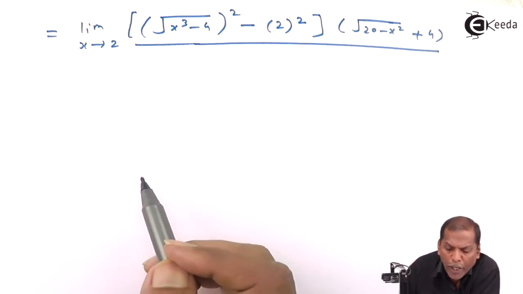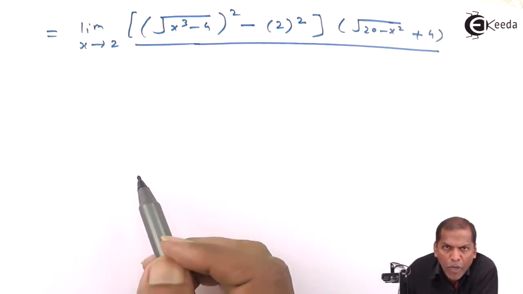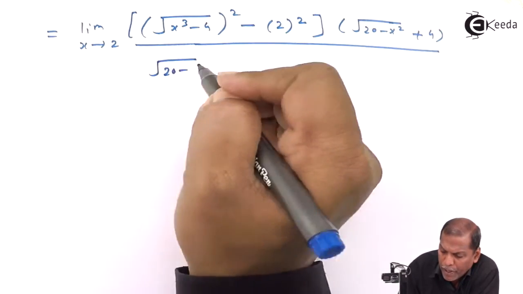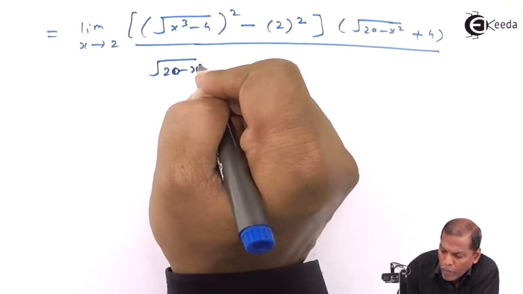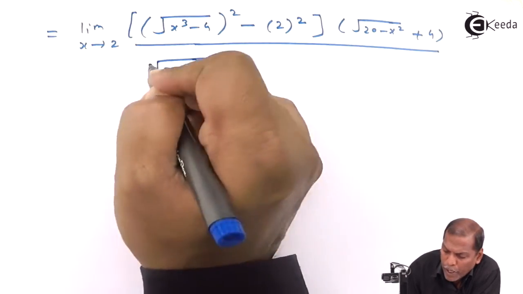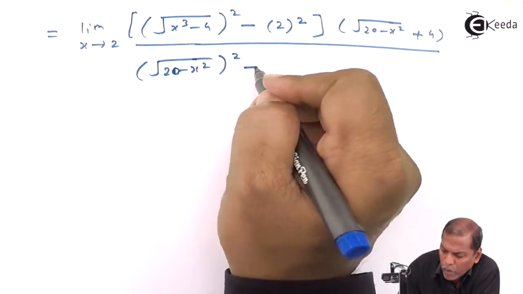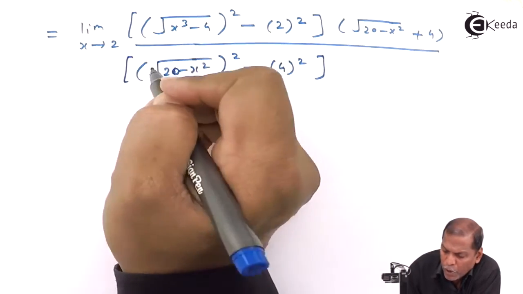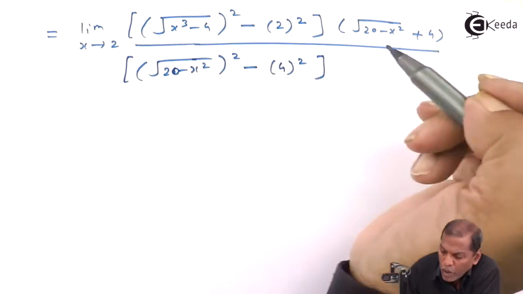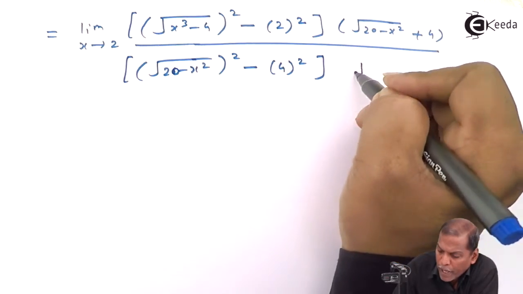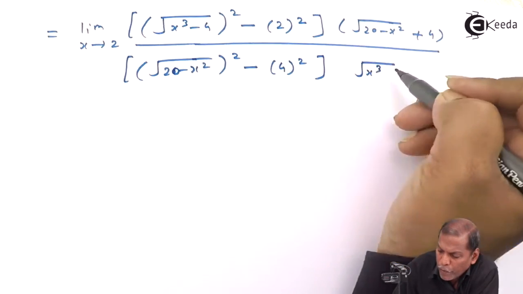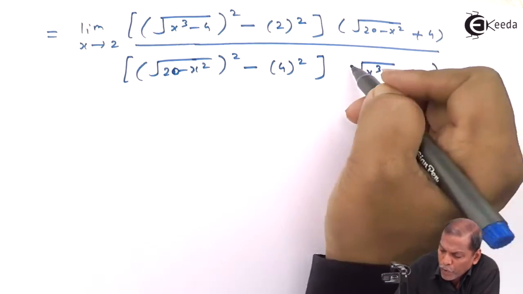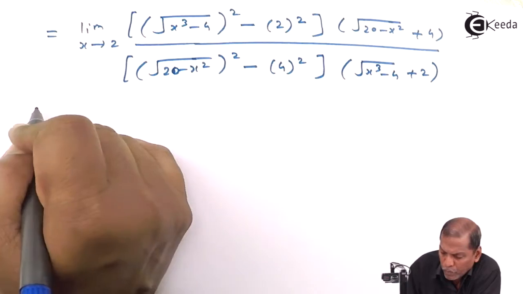Similarly, in the denominator, by applying the same formula, we get (square root of 20 minus x square) whole square minus 4 whole square. This is the answer of the first two brackets. And then the third bracket, square root of x cube minus 4 plus 2, we write as it is.